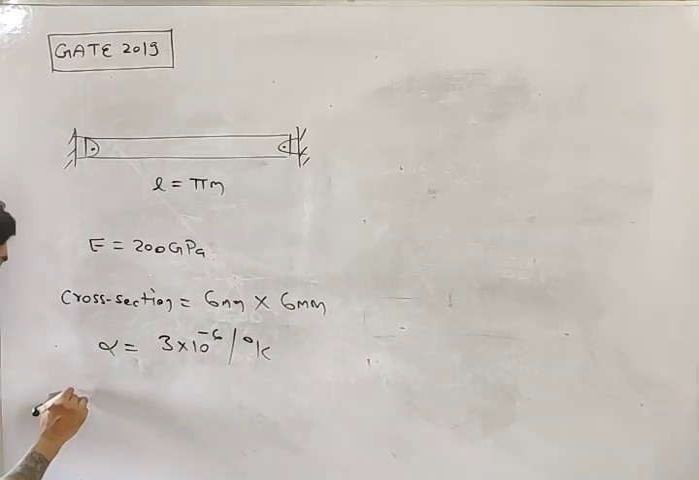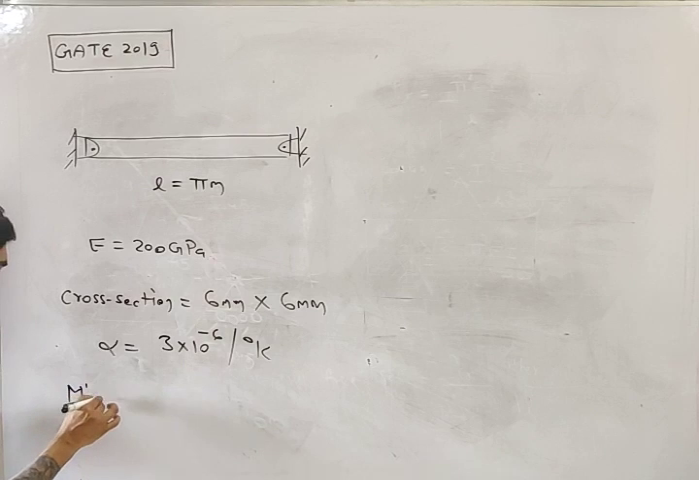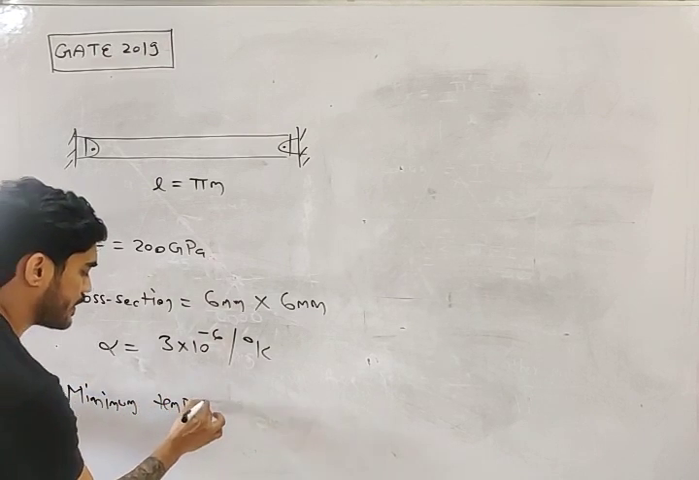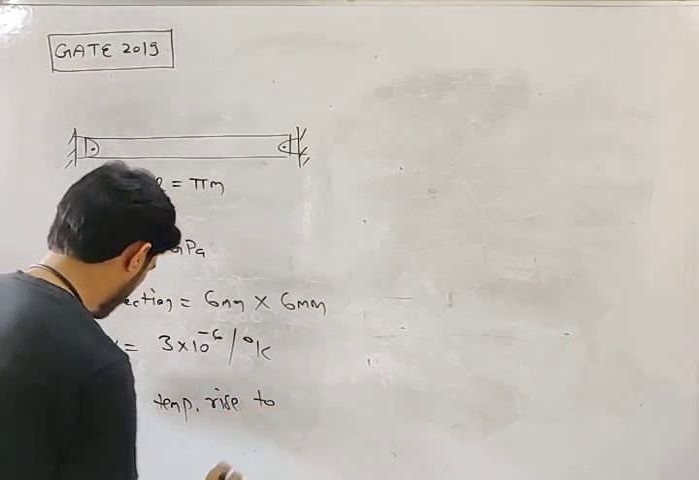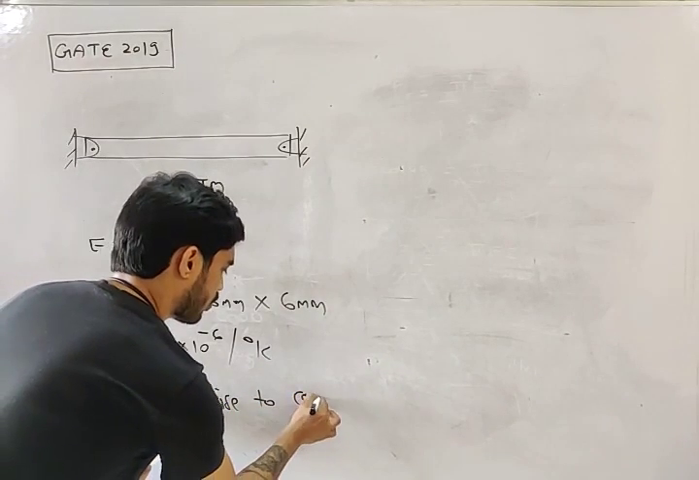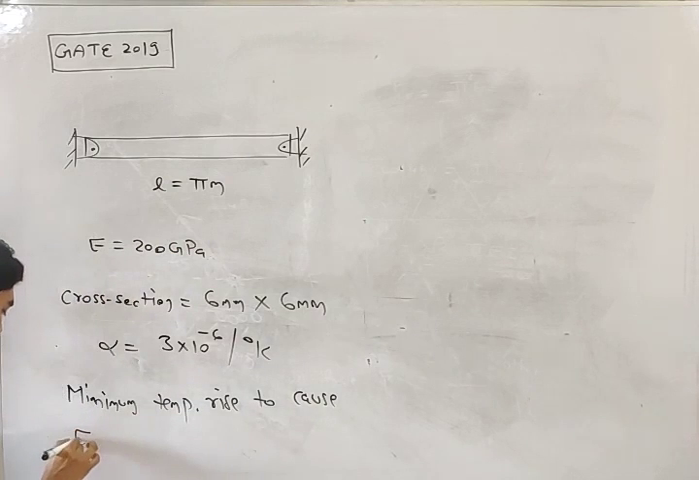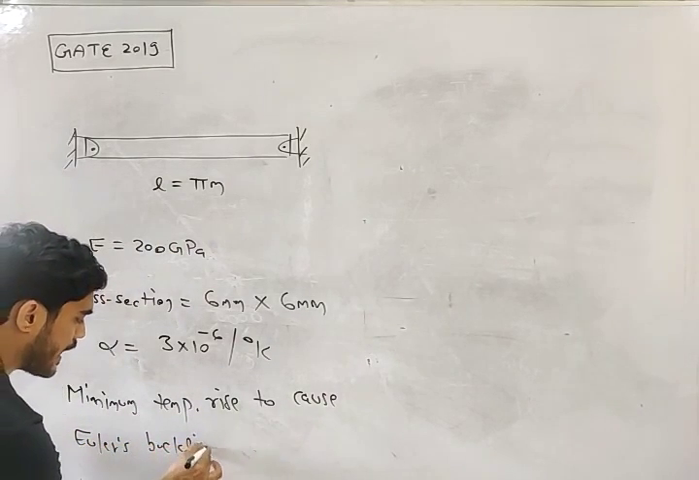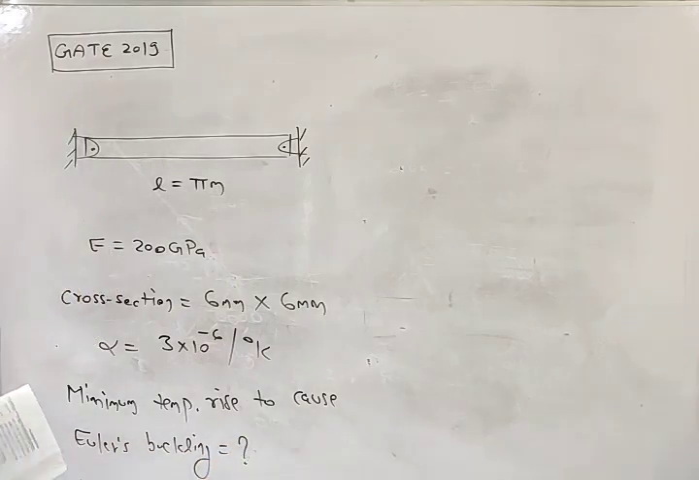Find the minimum temperature rise to cause Euler's buckling. So do you understand the question, my friend?